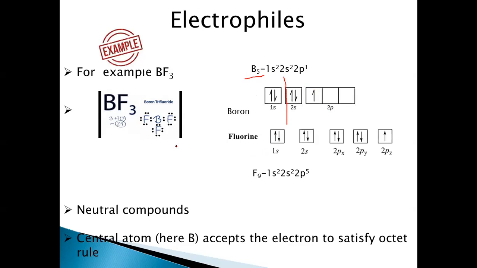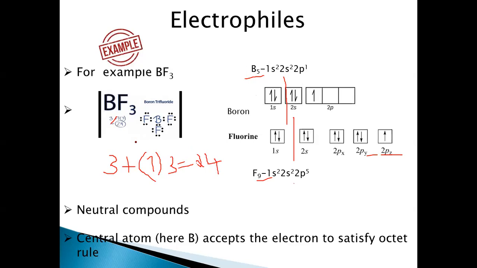So the number of valence electrons is 3. And for fluorine, the electronic configuration is 1s2, 2s2, and 2p5, atomic number 9, and the outermost electronic configuration has 7 electrons. So 3 for boron, plus 7 for fluorine times 3, because there are 3 fluorines here. The total number of valence electrons is 24.